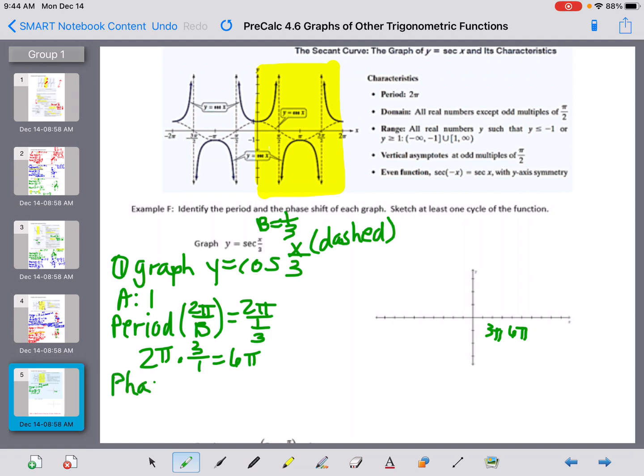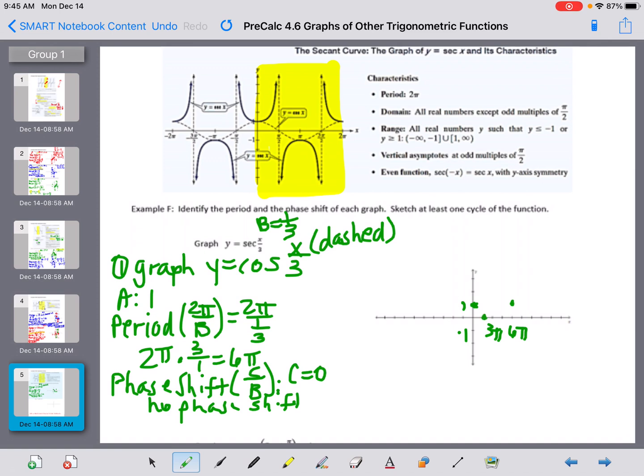Phase shift is C over B. It does not appear I have a C, so no phase shift. Okay, so remember, we're ready to graph this now. I'm up at 1 and -1, right? Remember, a cosine begins at 1. It goes up to 1, and it's going to end up here in my full period up at 1.